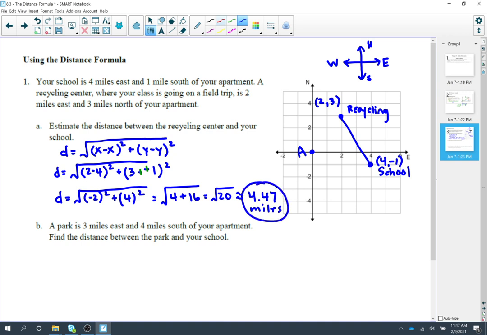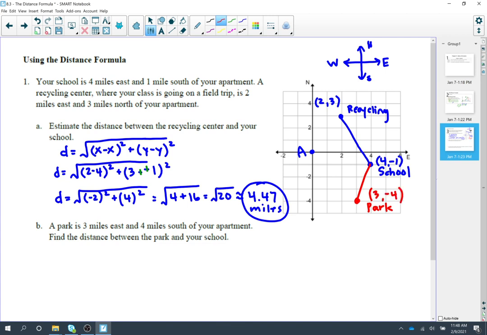Part B. A park is 3 miles east and 4 miles south of your apartment. Keep in mind your apartment is still at the origin. So we're going to go 3 miles east and 4 miles south. And this is the park. Find the distance between the park and your school. So now we're trying to find the distance from here to there. We already know the school is at 4, -1. Your park is now at 3, -4.